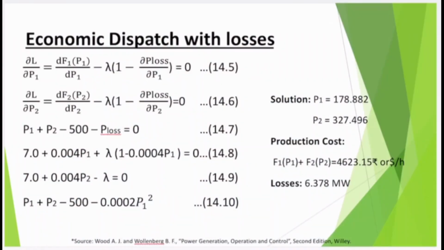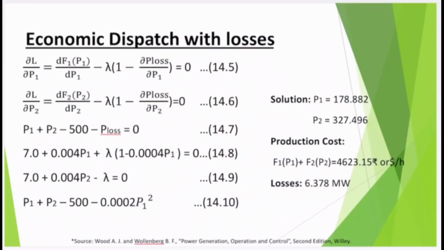And when you solve these equations, on the right hand side you can get the P1 value, which is 178.882, and the P2 value, which is 327.496. If you add these two, you can easily see that P1 plus P2 is going to be slightly more than 500, and the losses will be close to 12.5 megawatt here.